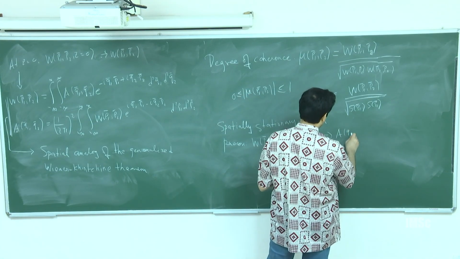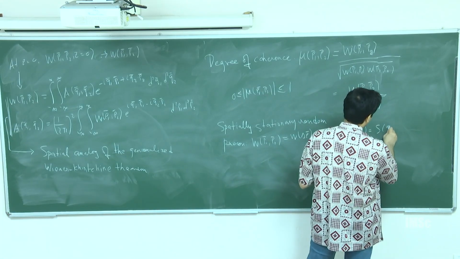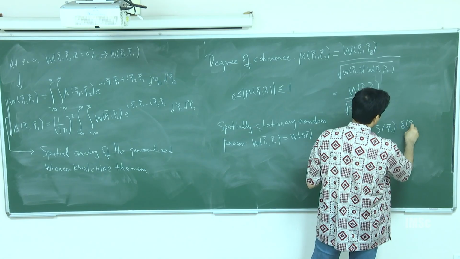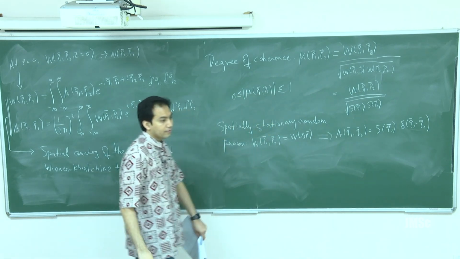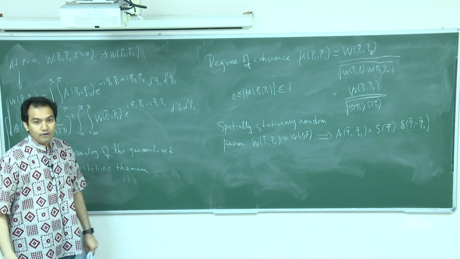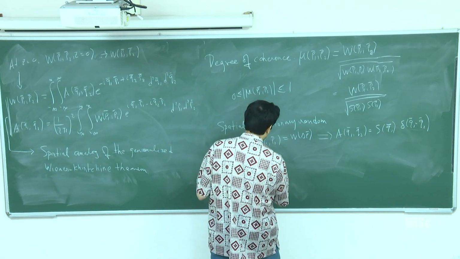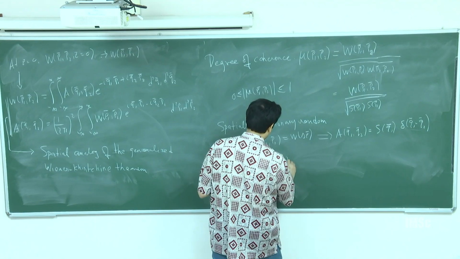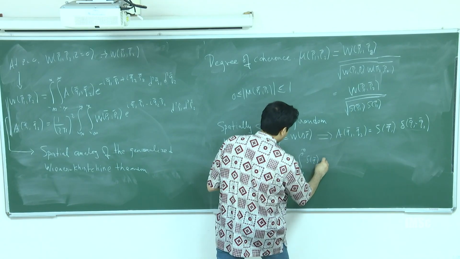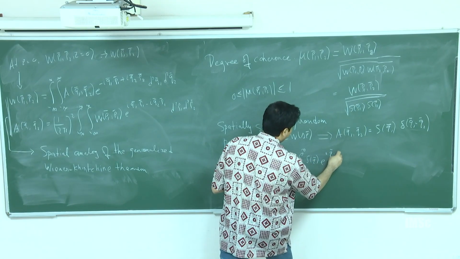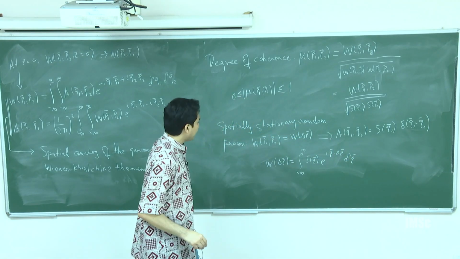So which means A of, so this is what it is. So this is how the angular correlation would be for a spatially stationary random process. And so this is the spatial Wiener-Khinchin theorem.